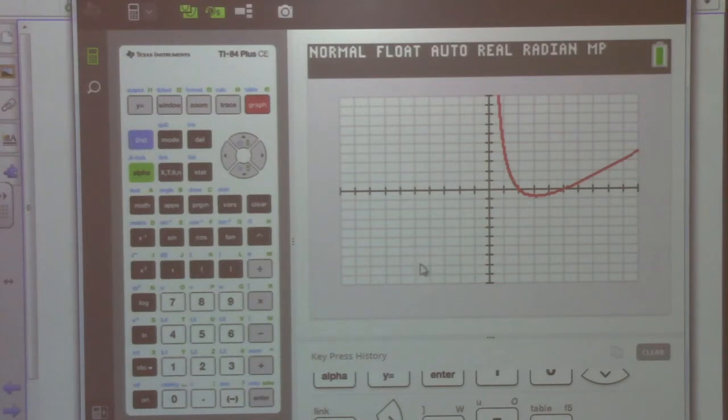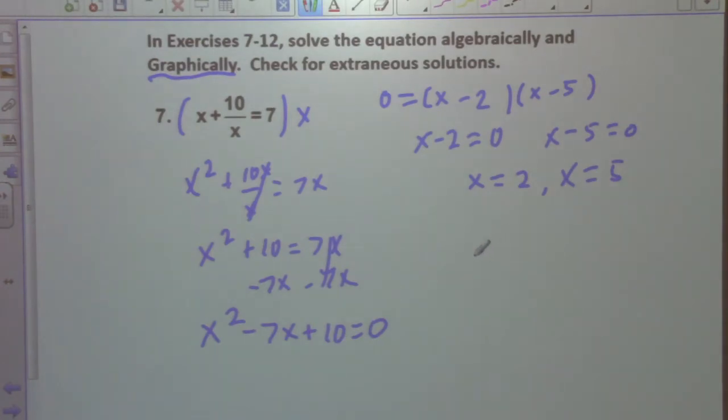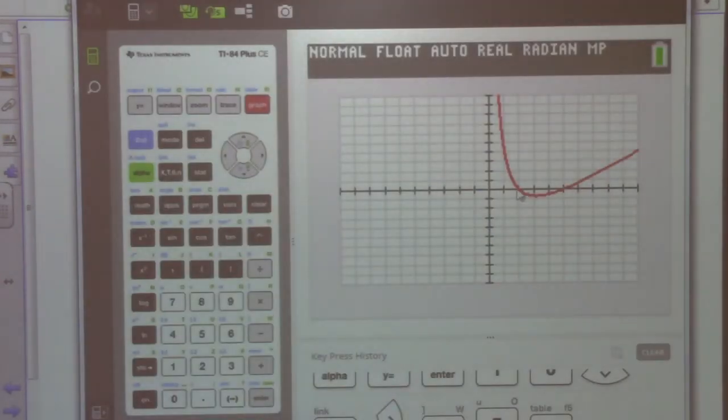And where do we see our solutions? 2 and 5. Confirmation. Are these real solutions? Or it says find extraneous solution, right? Are these real solutions? Real solutions. And graphically helps you because if you can actually see, like we saw here, that proves they are real solutions and not extraneous solutions, right?